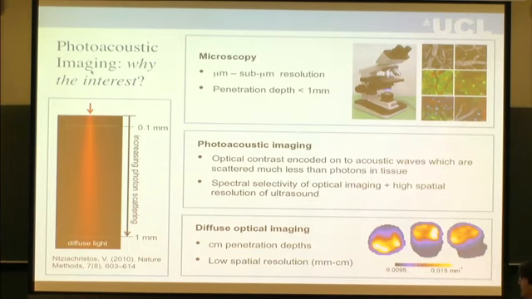So you get around the fact that you're getting heavily scattered light by encoding the optical information onto an ultrasound wave, which is much less scattered. So you're hoping that you can retain the information as a function of wavelength, but get out better spatial resolution.